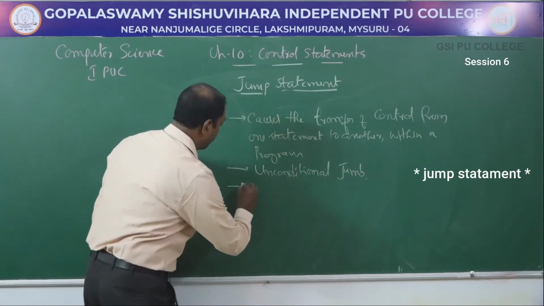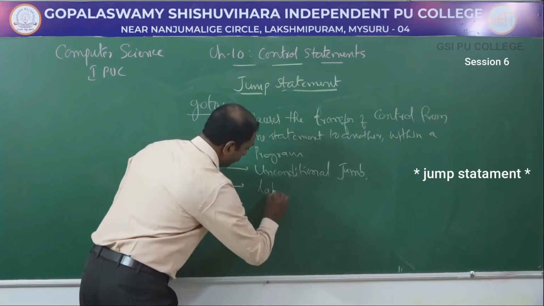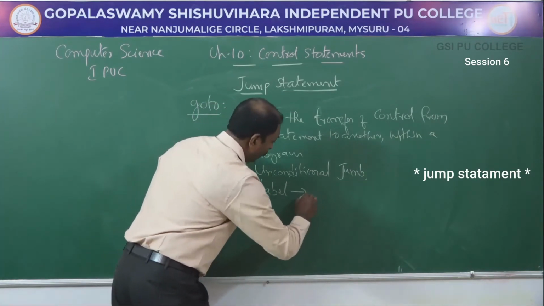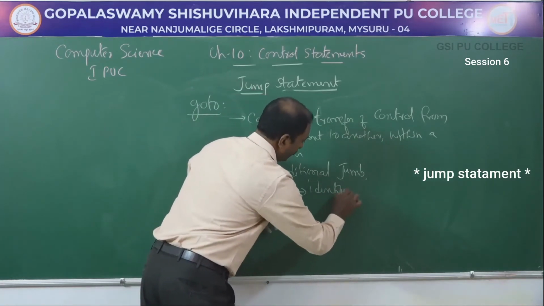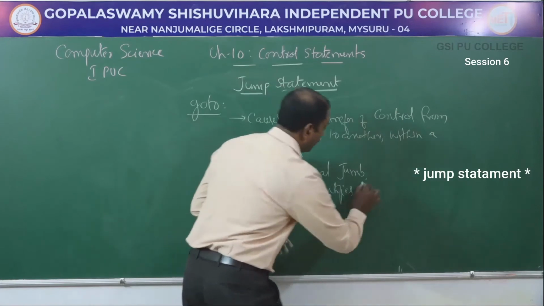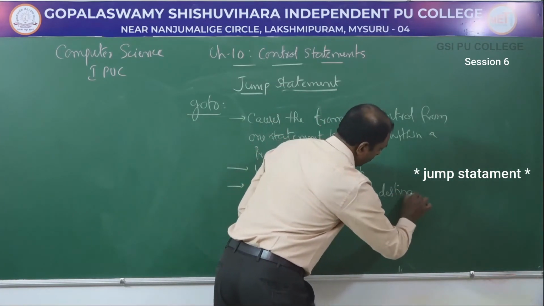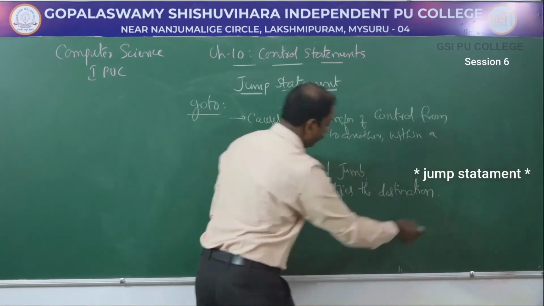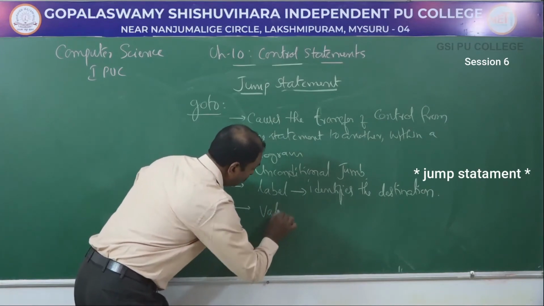This goto statement uses a label, which identifies the destination. So this label is a valid identifier.